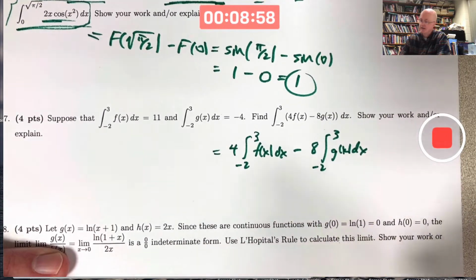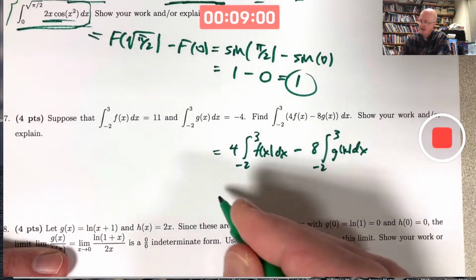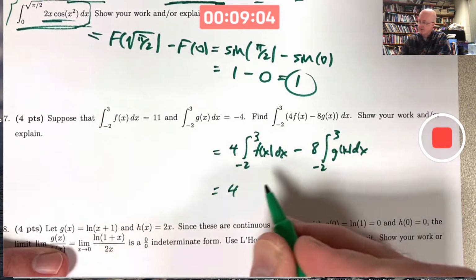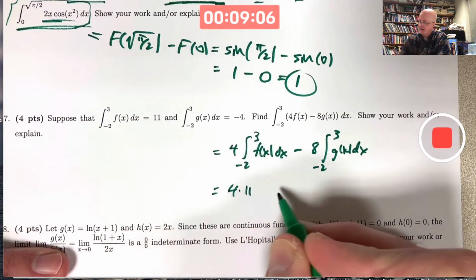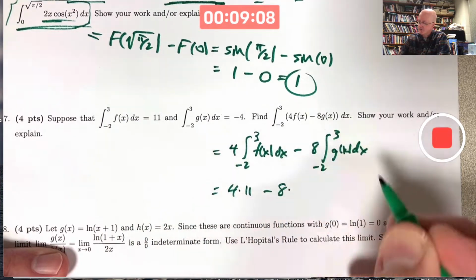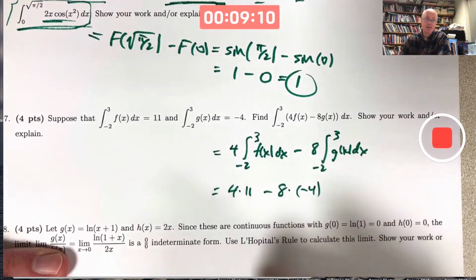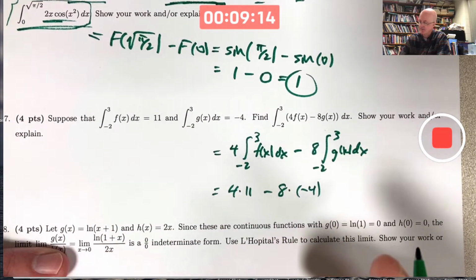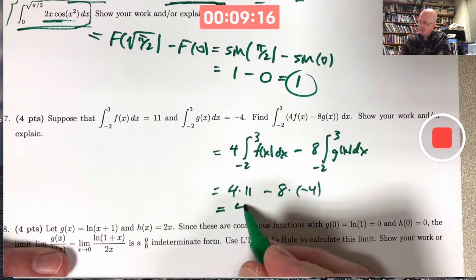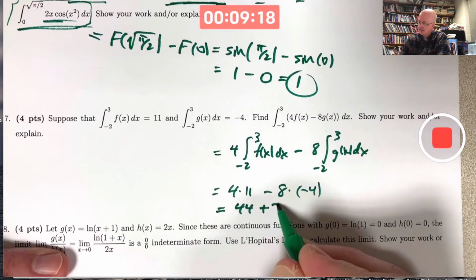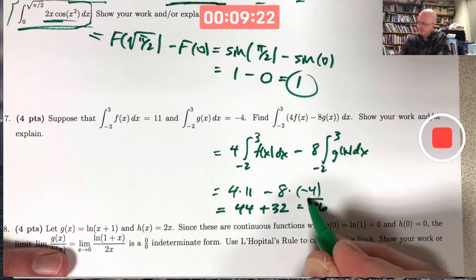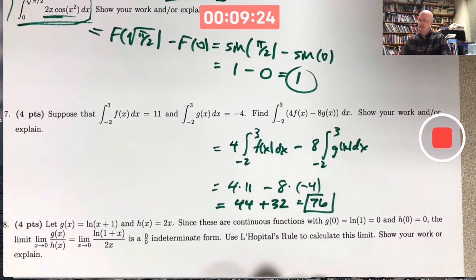Okay, that's a linearity property of integrals. That's what you need. And you also need the given information that the integral of f from -2 to 3 is 11, and the integral of g from -2 to 3 is -4. It is important that the interval of integration in each of these integrals is the same, -2 to 3. So this becomes 44 plus 32, and that will be 76. Okay, so the answer is 76.